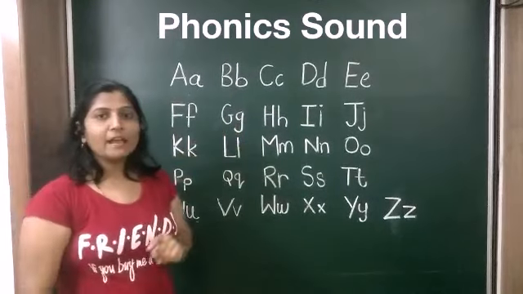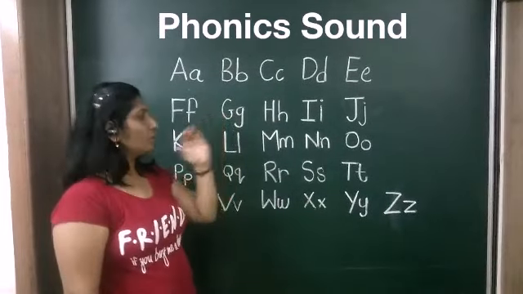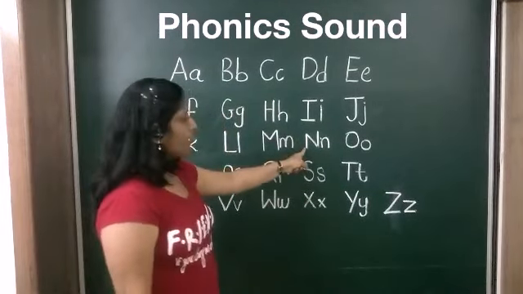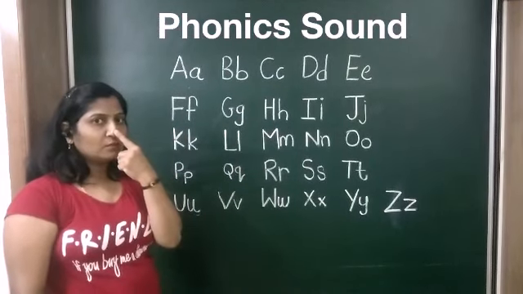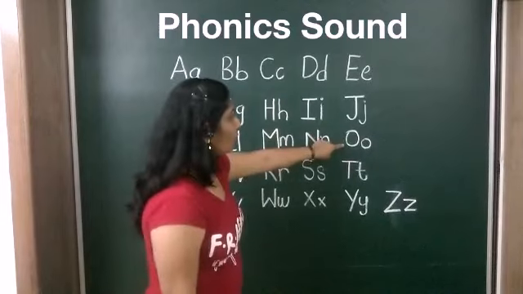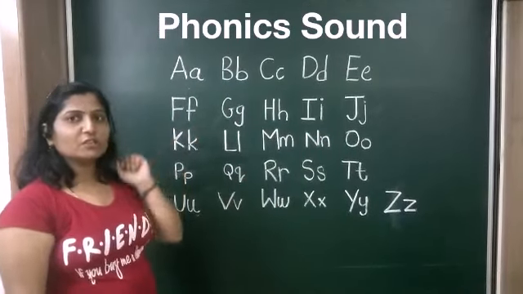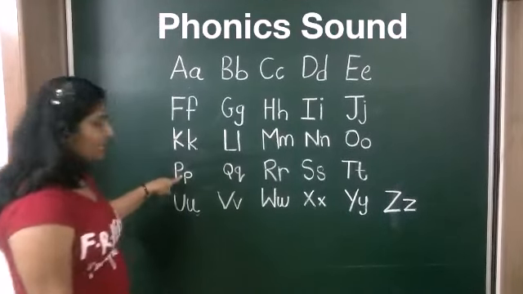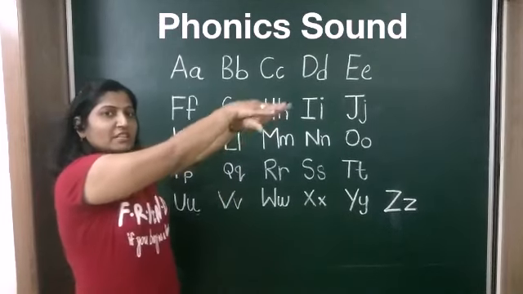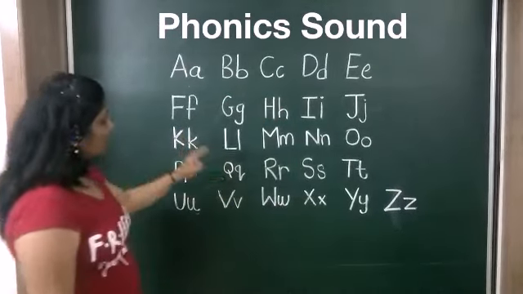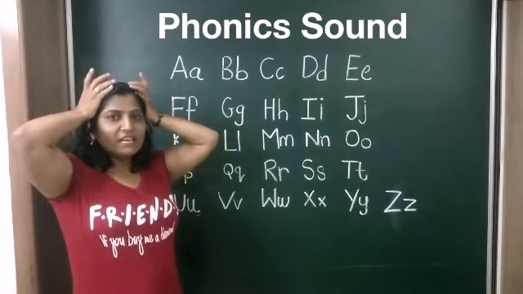M says M for mango. N says N for nose. O says O for orange. P says P for parrot. Q says Q for queen.